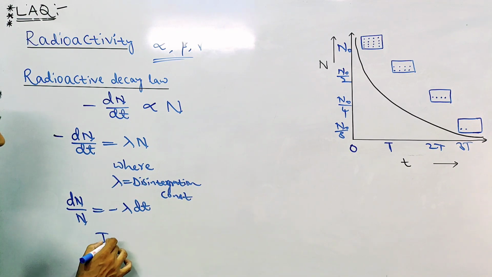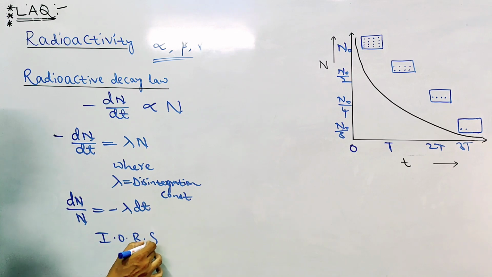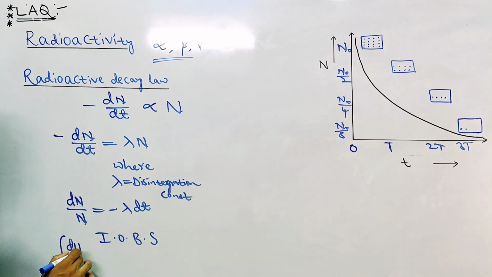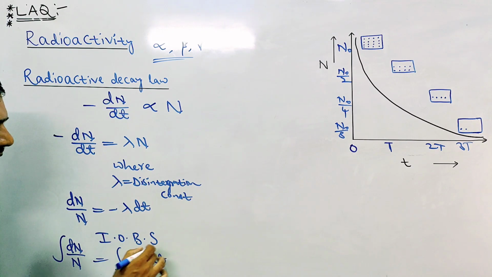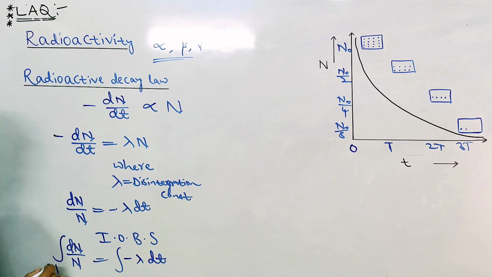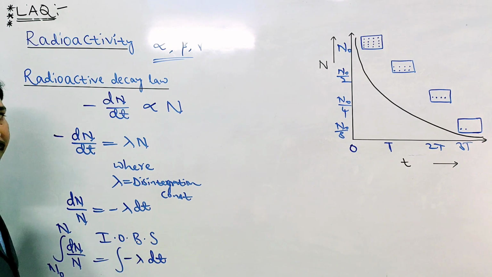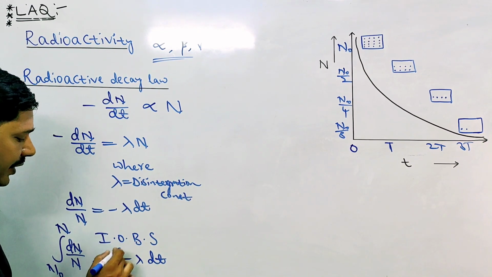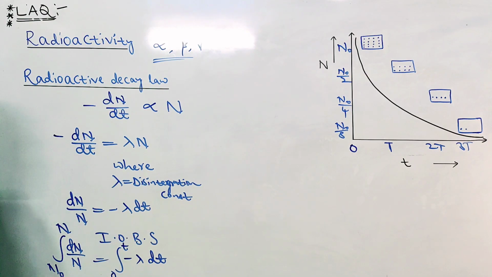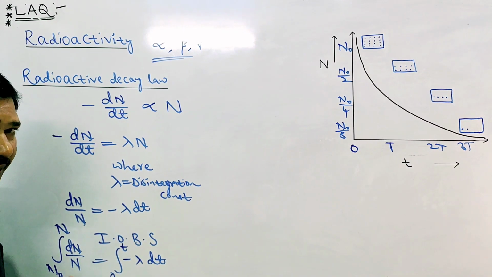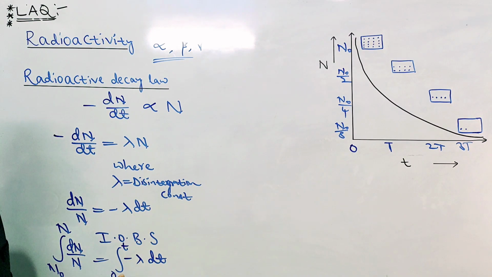Integrating on both the sides. The integration of dN by N is equal to the integration of minus lambda into dt. Here the integration limits: initially the sample has N naught elements, and after a certain time t the sample has N. So the limits are N naught to N, and time is 0 to t.